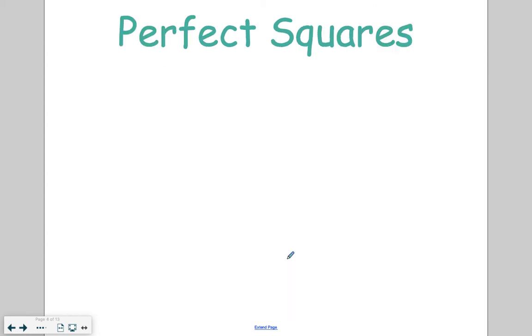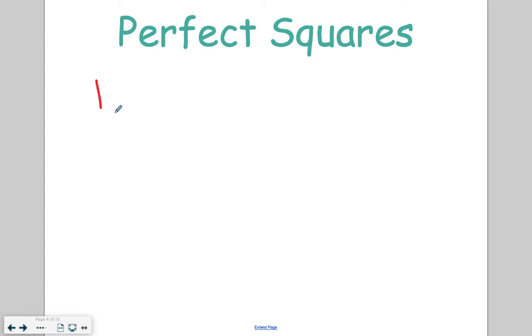I just want to go through and make a list of the perfect squares for you. We're going to use the first 15. These are probably ones you should have memorized. Obviously, you'll be able to plug them into the calculator, but it'll make your life quicker if you have these memorized.